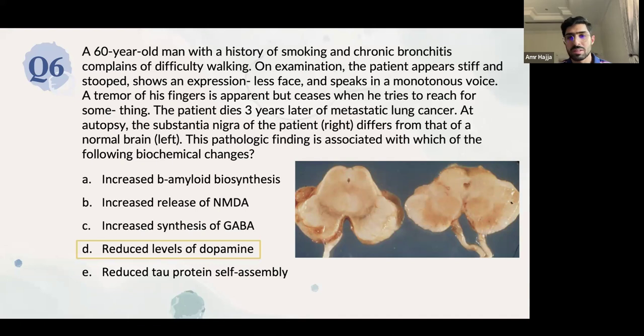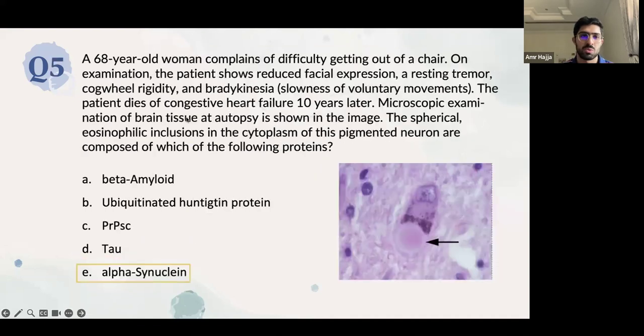So, what's the disease here? Parkinson's. Exactly correct. It's Parkinson's disease. Anyone want to explain and tell us why the answer in the previous question is alpha-synuclein, or should I go ahead and explain it?